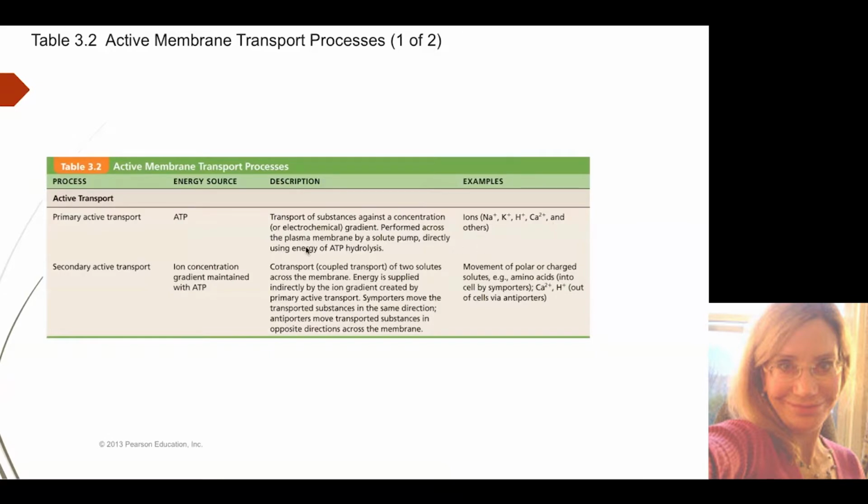calcium, and others. Secondary active transport uses the energy of the ion concentration gradient that is going to be maintained with ATP. Co-transport is the coupled transport of two solutes across the membrane. The examples would be the movement of polar or charged solutes such as amino acids, calcium, and hydrogen ion.